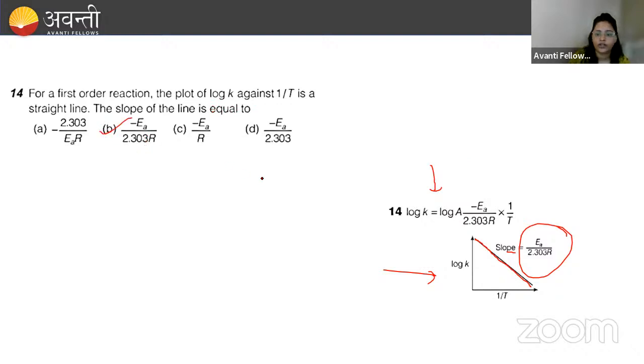ठीक है, EA अपॉन 2.303. यहाँ पे आप माइनस भी लिख सकते हो, नहीं तो यहाँ पे नेचर आप देख रहे हो डिक्रीजिंग ही है, तो स्लोप क्या होगा? यहाँ पे माइनस में ही आंसर आएगा स्लोप का. राइट, माइनस EA अपॉन 2.303 R. राइट, एनी डाउट्स? सिंपल प्रॉब्लम, सिंपल इक्वेशन.